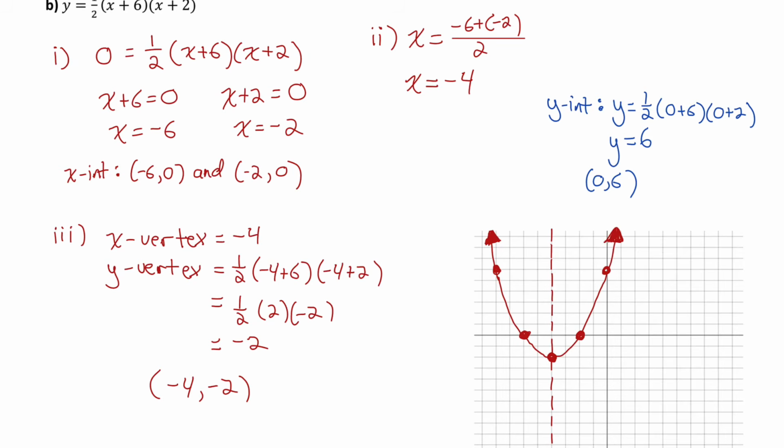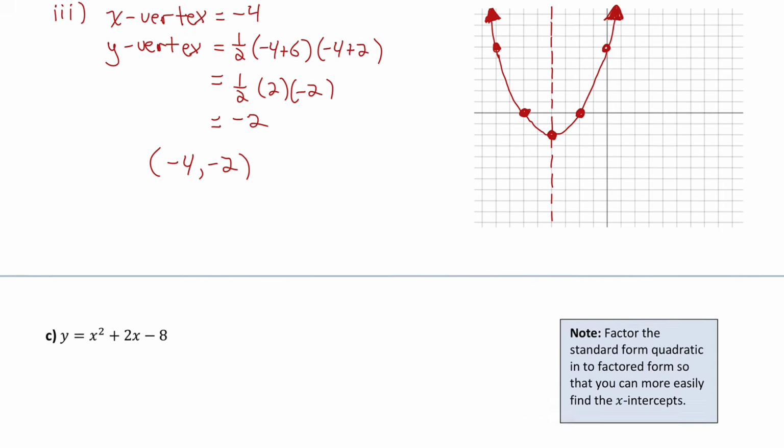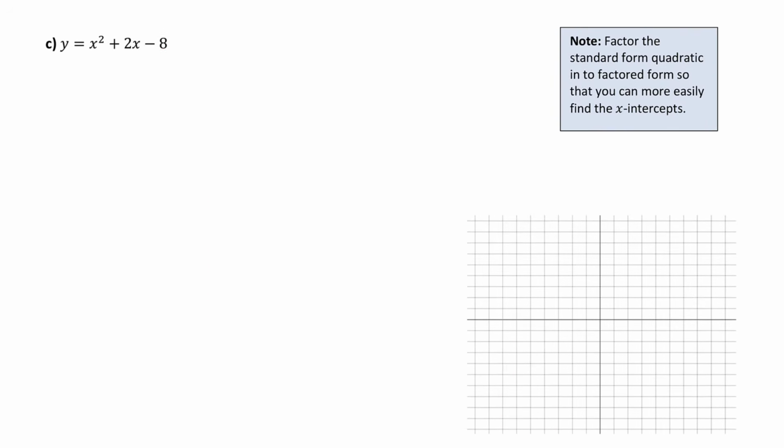And let's do 2 more that will pose a couple challenges. Part C, notice that this quadratic is actually in standard form. And for part 1 of this question, we want the x-intercepts, which are the values of x that make y 0.